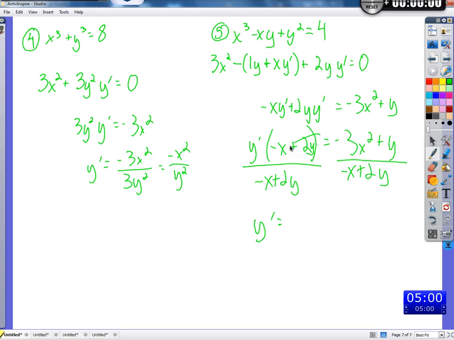Y prime equals negative 3x squared plus y over, let's say, 2y minus x. It's ugly, it doesn't appeal to the eye, but it is a function. If we have a point on the original graph, which wouldn't be too hard to find, then we will know the slope of that graph at that point, the rate of change of that graph at that point.